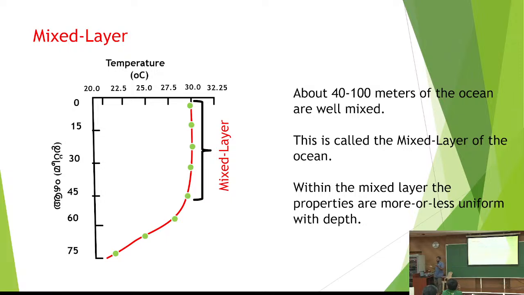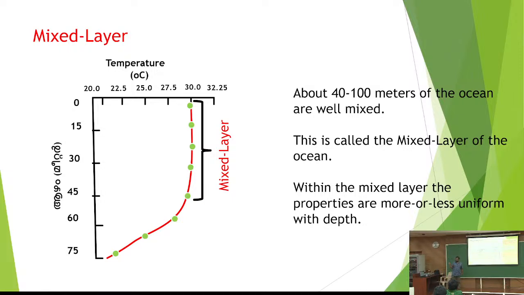We may ask why I said mixed layer in the middle of all this discussion of heat storage. It is important. So, the mixed layer is the depth over which you find the temperature uniform from the surface, or the best way of saying it is that properties are well mixed, and that is called the mixed layer. It is about 40 to 100 meters of the ocean that are well mixed, the so called mixed layer of the ocean. Within the mixed layer, the properties are more or less uniform with depth, and I will reach the point of why I said this.